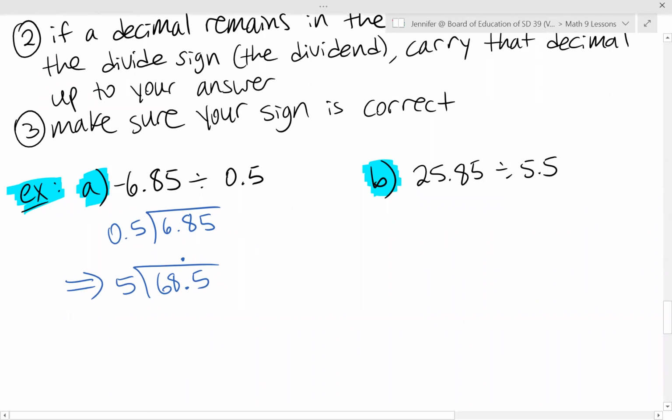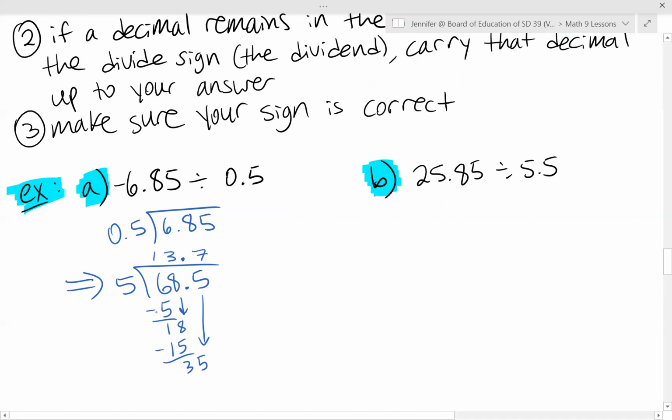So does 5 go into 6? How many times? It goes in once. So we've got 1, we carry the 8 down. How many times does 5 go into 18? Well, it's going to go in 3 times. And then 5 times 3 is 15. Leaves us with 3. Carry the 5 down. We've got a nice easy answer. 5 into 35 is 7. And that's our final answer there, 13.7.